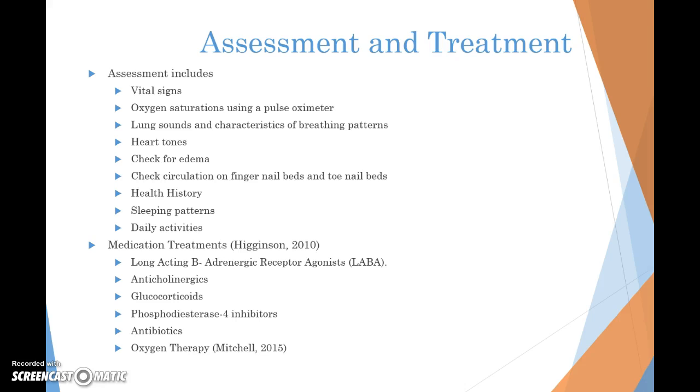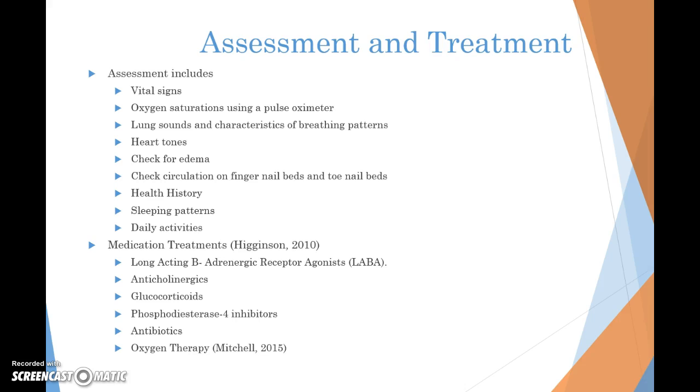Phosphodiesterase 4 inhibitors decrease inflammation and relax the smooth muscle and can help reduce the frequency of exacerbations. Antibiotics are beneficial for COPD patients experiencing an infection. COPD patients have a compromised immune system due to the disease process and also from medications like steroids. Respiratory infections can bring on an exacerbation that can be life-threatening.